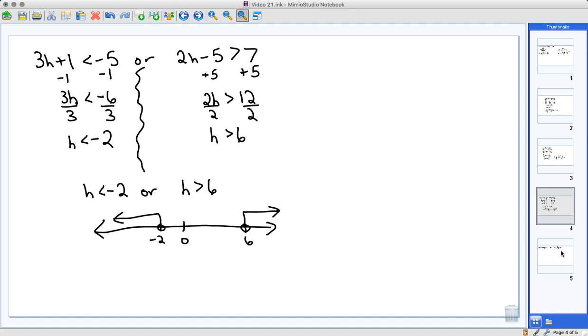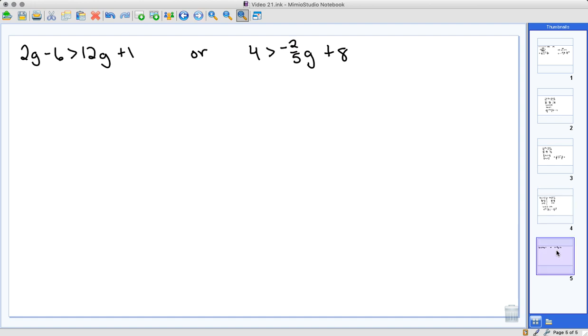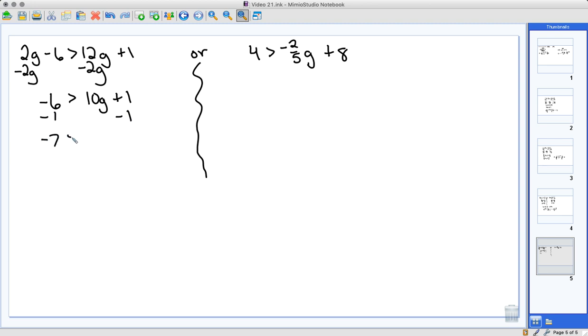The last "or" problem is a little bit more complicated. But again, draw that line down and solve each equation separately. For this one, I'm going to subtract 2g from both sides. So negative 6 is greater than 10g plus 1. Subtract 1 from both sides. Negative 7 is greater than 10g. Divide by 10. So negative 7/10 is greater than g.